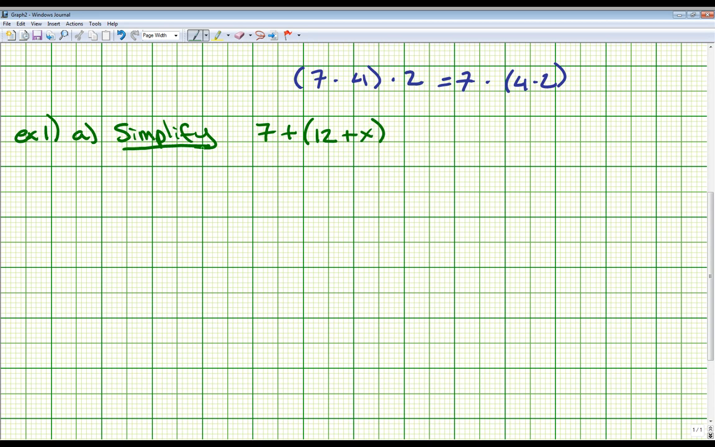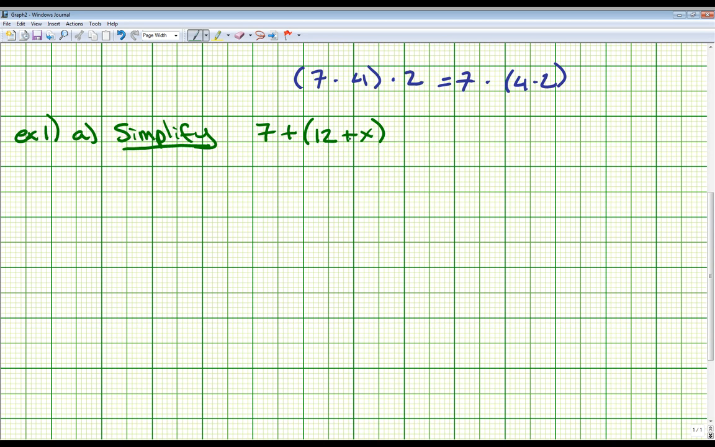Now, this word simplify basically just means we're going to take this expression and make it shorter. So instead of 1, 2, 3 terms, we're going to see if we can get it down to 2 terms or even 1 term. And there's a letter involved that we have to remember. So something that I would think about here is the way that our parentheses are grouping. Right now, the parentheses are around 12 plus x.